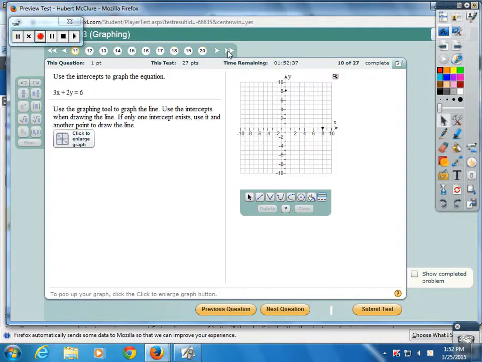Alright. 3x plus 2y. Use the intercepts. Here we go again. So, when y is 0, x is what? 2. This little cursor could be a pain. And when x is 0, y is what? 3. When y is 0, x is what? 4. So when y is 0, x is 4. And when x is 0, y is what?